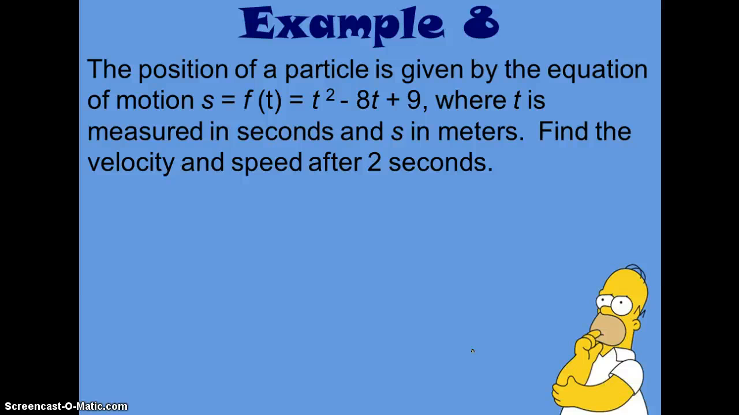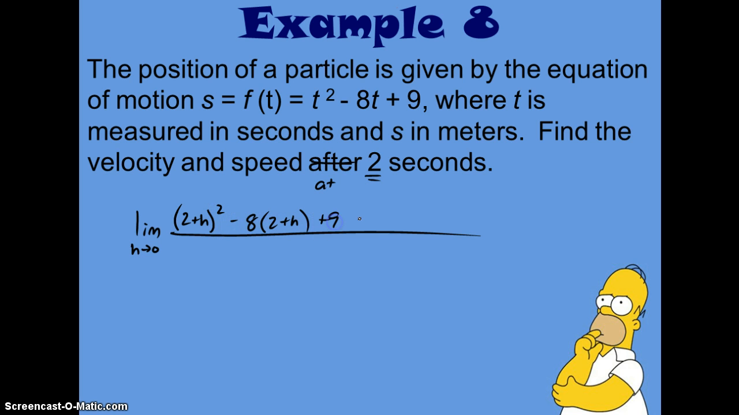All right, so we got a position function. Find the velocity and speed after 2 seconds. So 2 seconds, even though it says after, we're looking for instantaneous. It's almost the same thing as at 2 seconds. So we'd have to do our whole limit as h approaches 0, or x approaches a number. And we'd have to say 2 plus h squared minus 8 times 2 plus h plus 9 minus whatever you get by plugging 2 into that. So let's just do 4 minus 16 will be negative 12, plus 9 is going to be negative 3, all over h. Once you crunch this all down and get a number, you got your answer.